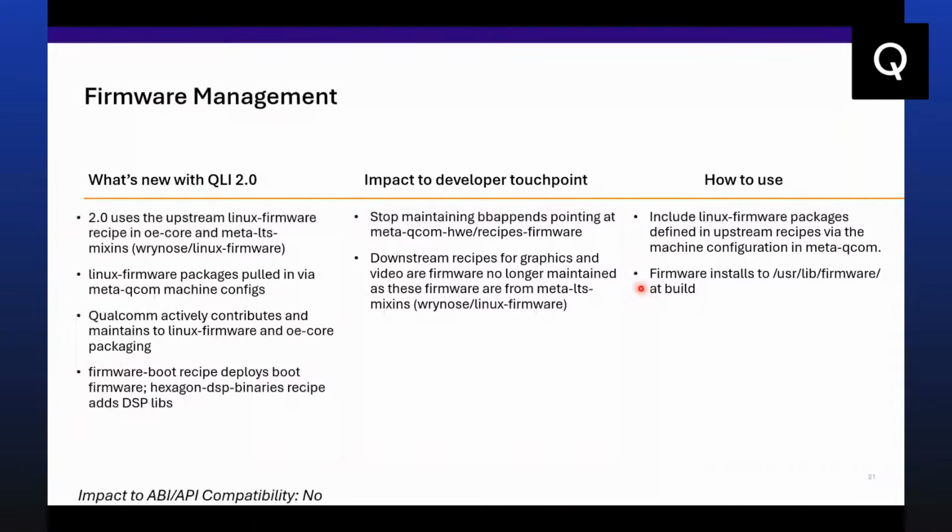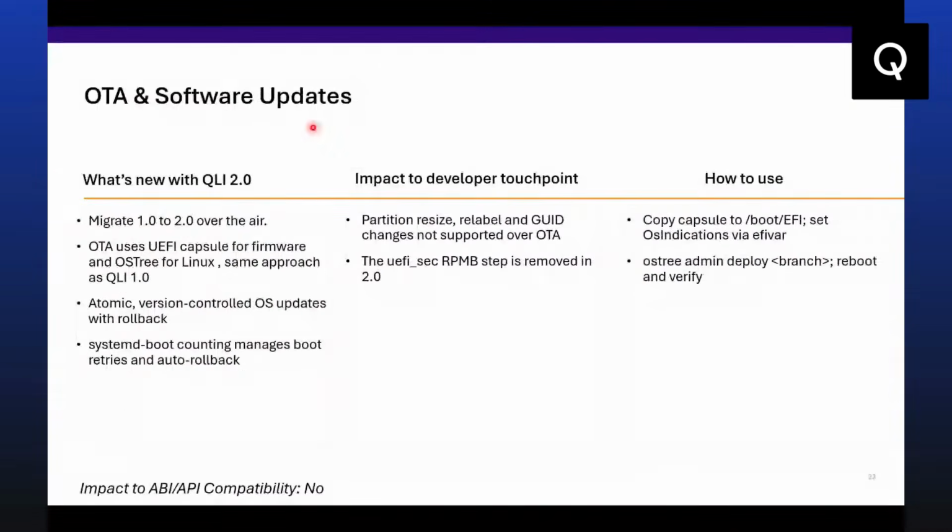Now there's a slide on OTA and software upgrades. For the over-the-air upgrades in Qualcomm Linux 2.0, migration from 1.0 to 2.0 is possible. There are upgrade paths that exist from certain 1.x releases to 2.0. And the over-the-air upgrade still uses UEFI capsule for managing the firmware upgrades and OSTree for the Linux parts, the EFI and the rootfs, which is the same as 1.0. So we have maintained compatibility there as well.